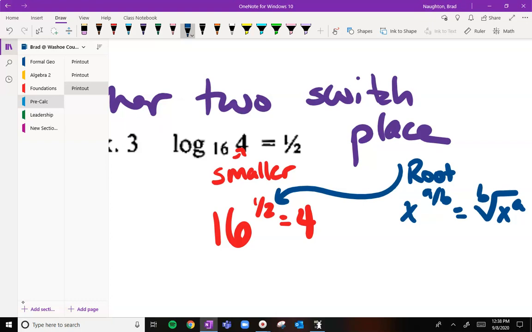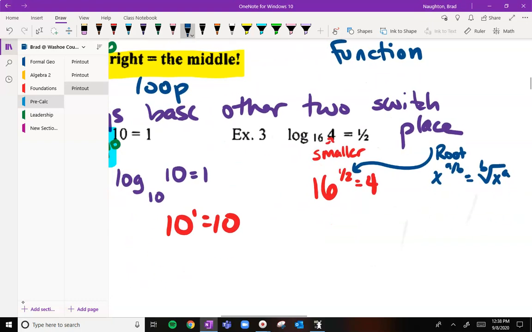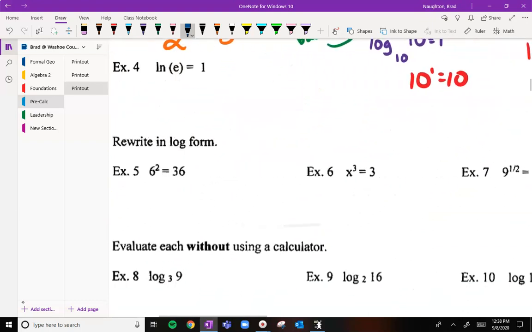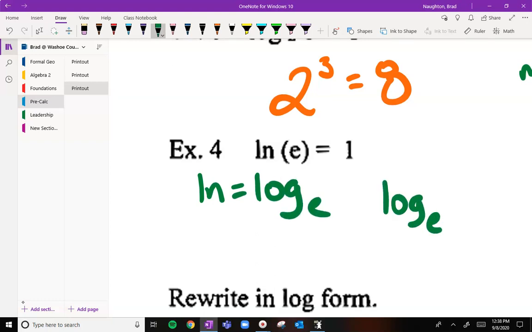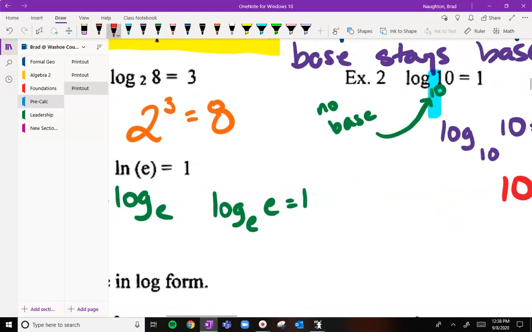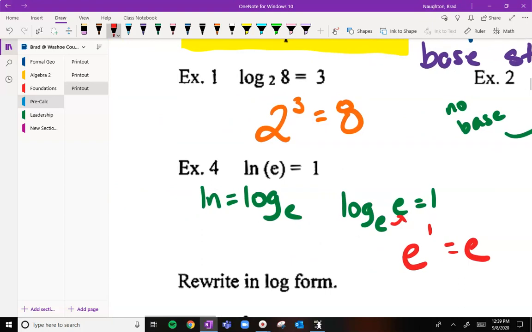All right, so base stays base, the other two switch place. Left to right equals the middle, loop de loop. However you want to think about it, talk to your teacher to see what you like best. All righty. So ln of e. This is important. Whenever you see an ln, that's the same thing as log base e. So log base e of e is equal to 1. Well, we already talked about this with the tens over here. How do you go from 10 to 10? How do you go from e to e? Well, it's the same thing. e to the 1 is equal to e. Cool?